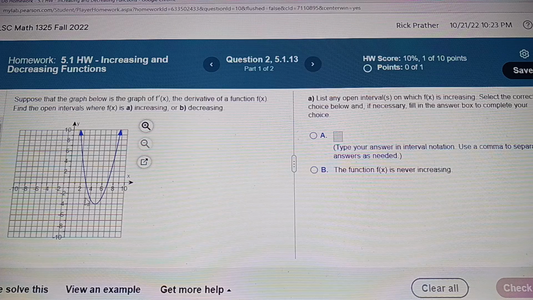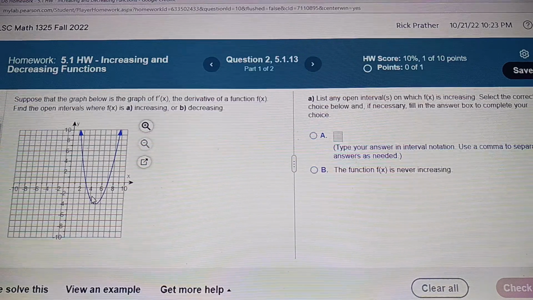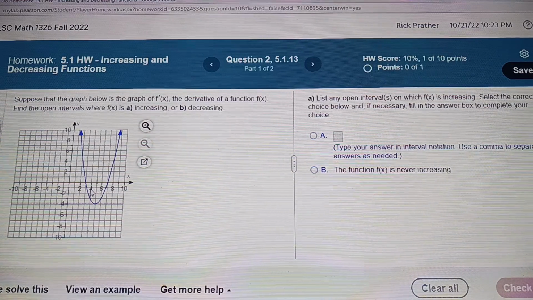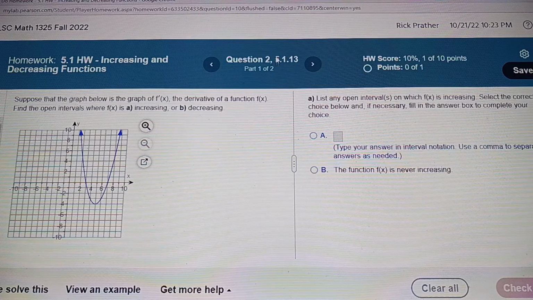And these are simple enough graphs that that's possible. Later we'll get funkier functions that you probably don't even know what the graph looks like, and then really calculus will be the only way to work on it. Now, one thing that's different on this problem number 2, though, is it says, suppose the graph below is the graph of f prime of x, the derivative of f. Find open intervals where f of x is increasing or decreasing.